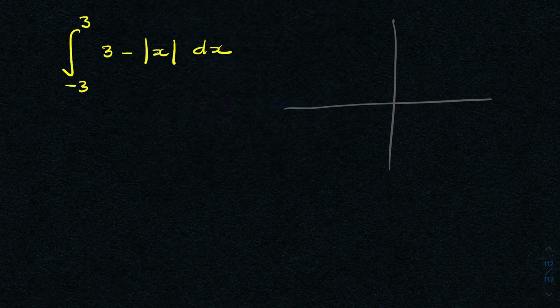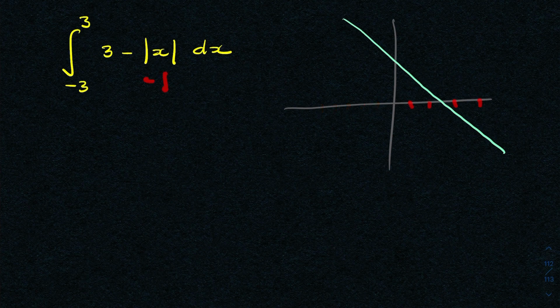So you're looking at something that looks like that. That's 3 minus x. But we're looking at the modulus of x. So x is always positive, even when it's negative. So these are the positive values of x. That's fine. The negative values for x, you take the positive version of that.